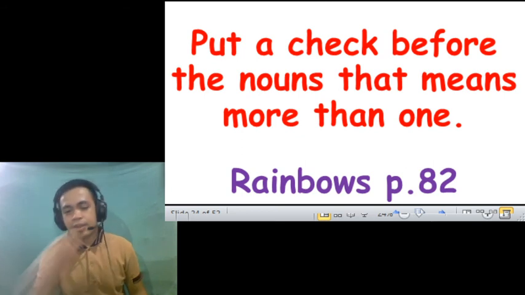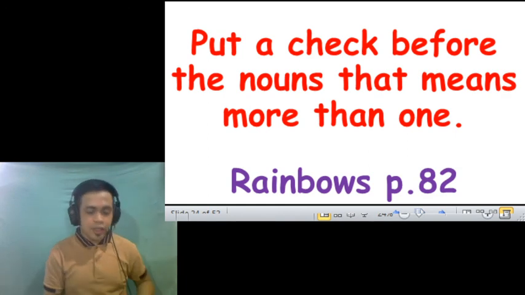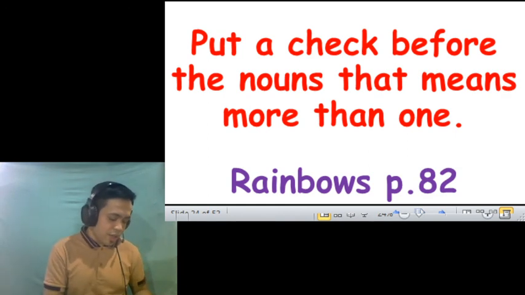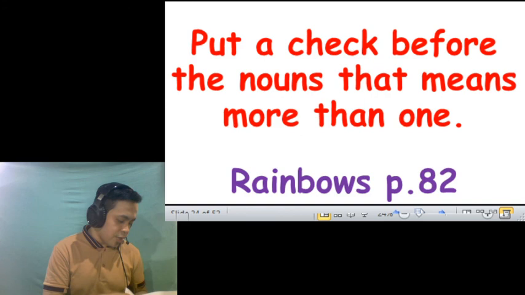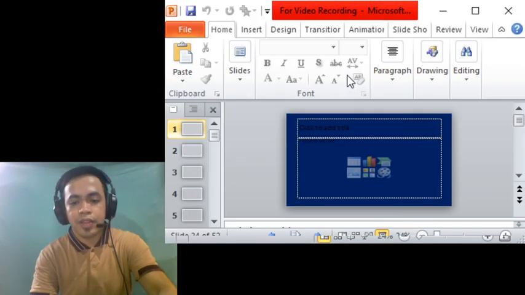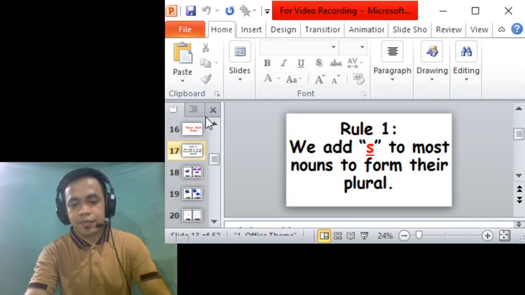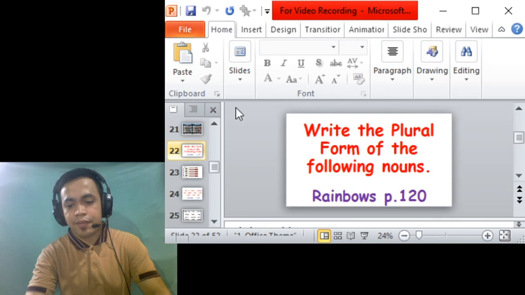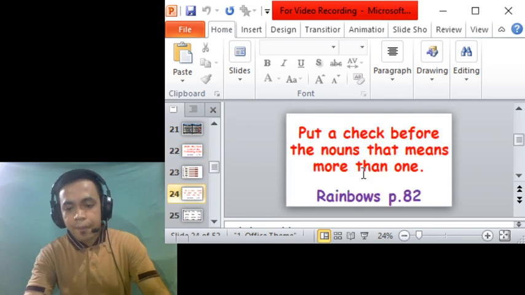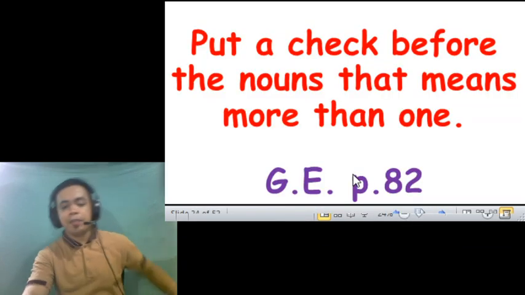Another one. Put a check before the nouns that mean more than one. Oh, I think this one is not in Rainbows. I think this one is in GE. Sorry, children. May typographical error si teacher. Let me just look for the page. Okay? So that will be page 82. Not Rainbows, children. That is GE. Okay, GE yan. GE page 82.